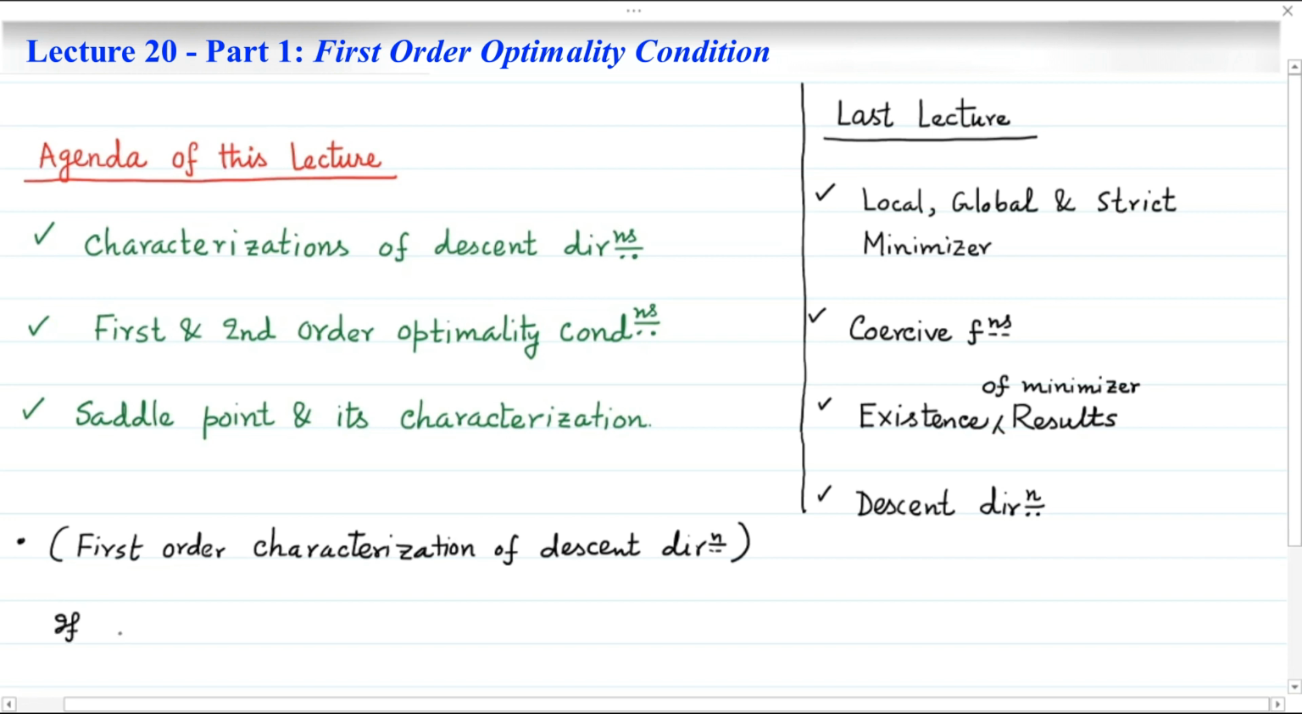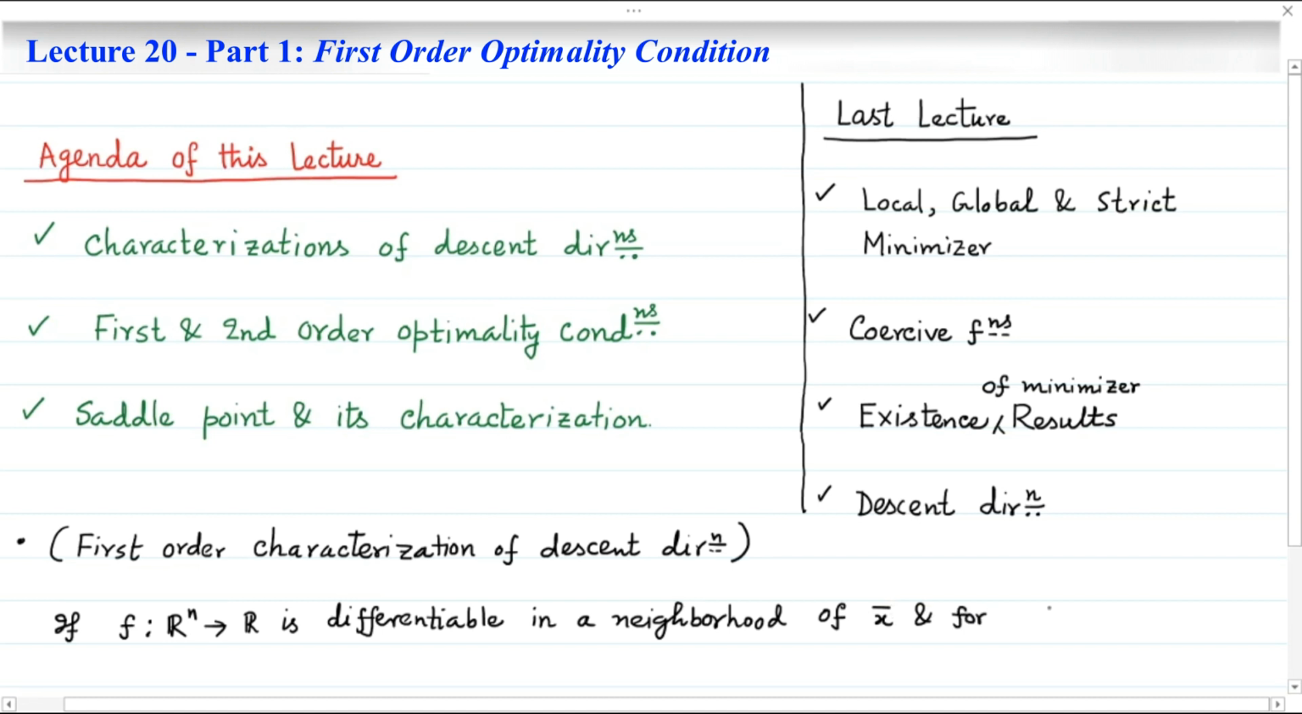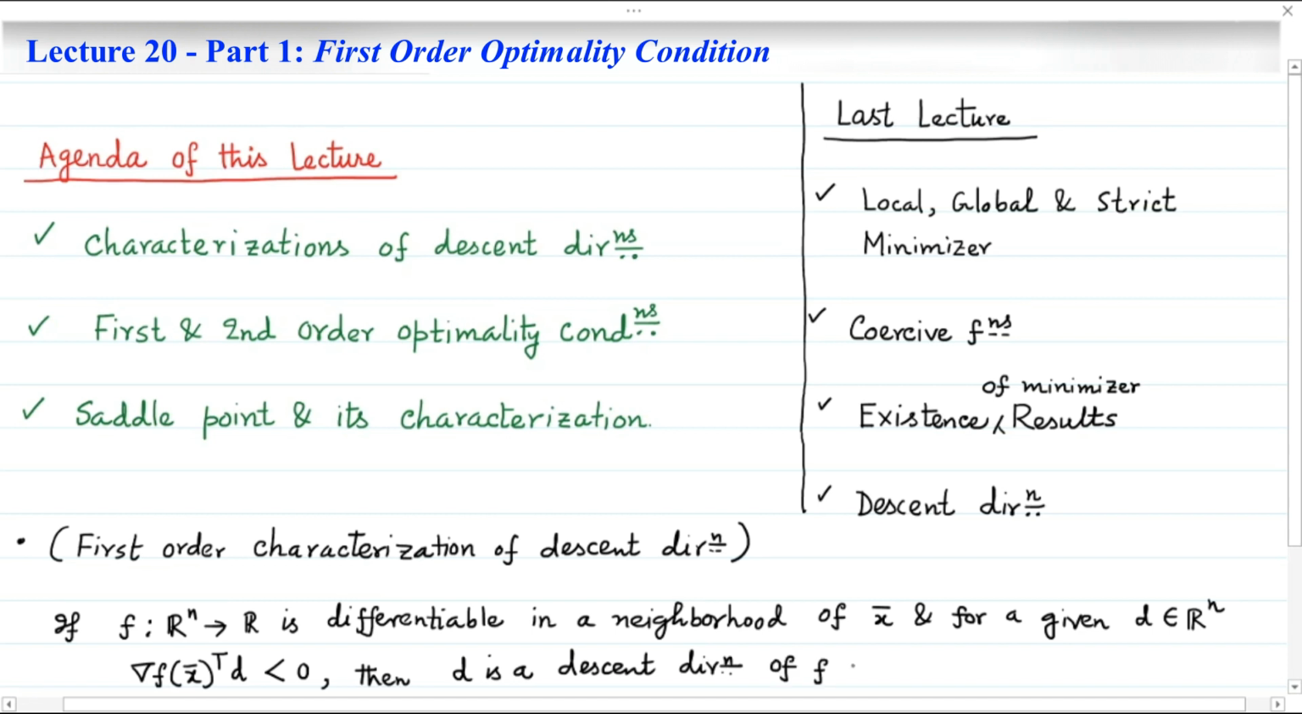which says that if the given function is differentiable in a neighborhood of a point x bar and for a given direction d, the directional derivative along d of the function f at the point x bar is negative, then d is a descent direction of f at x bar. Let us now try to prove this result.